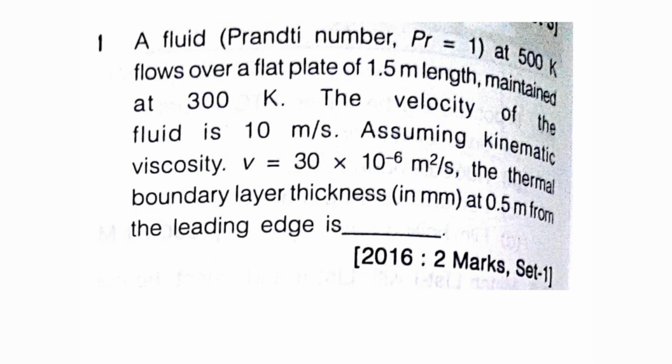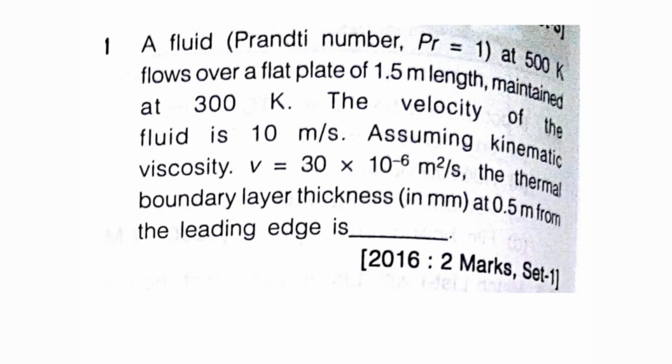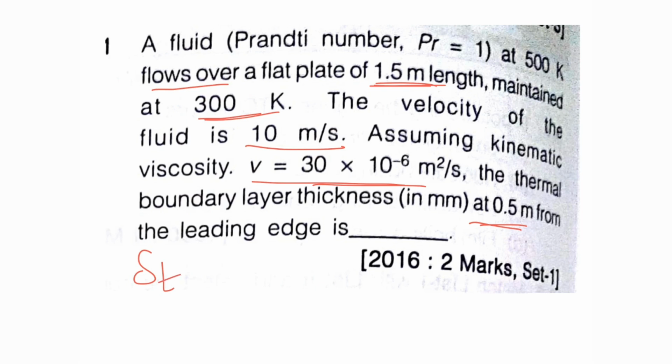A fluid whose Prandtl number is equal to 1 is at 500 Kelvin, flows over a flat plate of 1.5 meter length, maintained at 300 Kelvin. The velocity of fluid is 10 meter per second, assuming kinematic viscosity, okay, the thermal boundary layer thickness at 0.5 meter from the leading edge is.